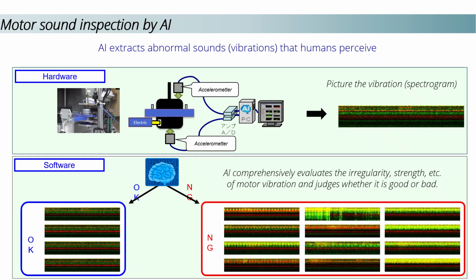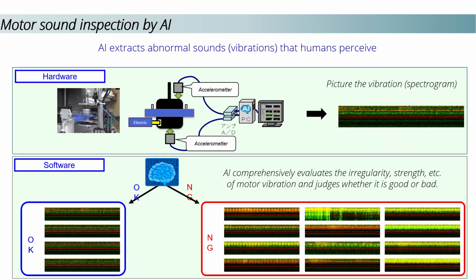The system converts the raw vibration data into a spectrogram, which is basically a visual representation of vibration patterns over time. And this spectrogram allows us to clearly see any irregularity in the motor behavior. Next, with the software components, the AI model analyzes the spectrogram to evaluate irregularity in the vibration patterns, vibration strength, stability, and typical patterns associated with mechanical issues.